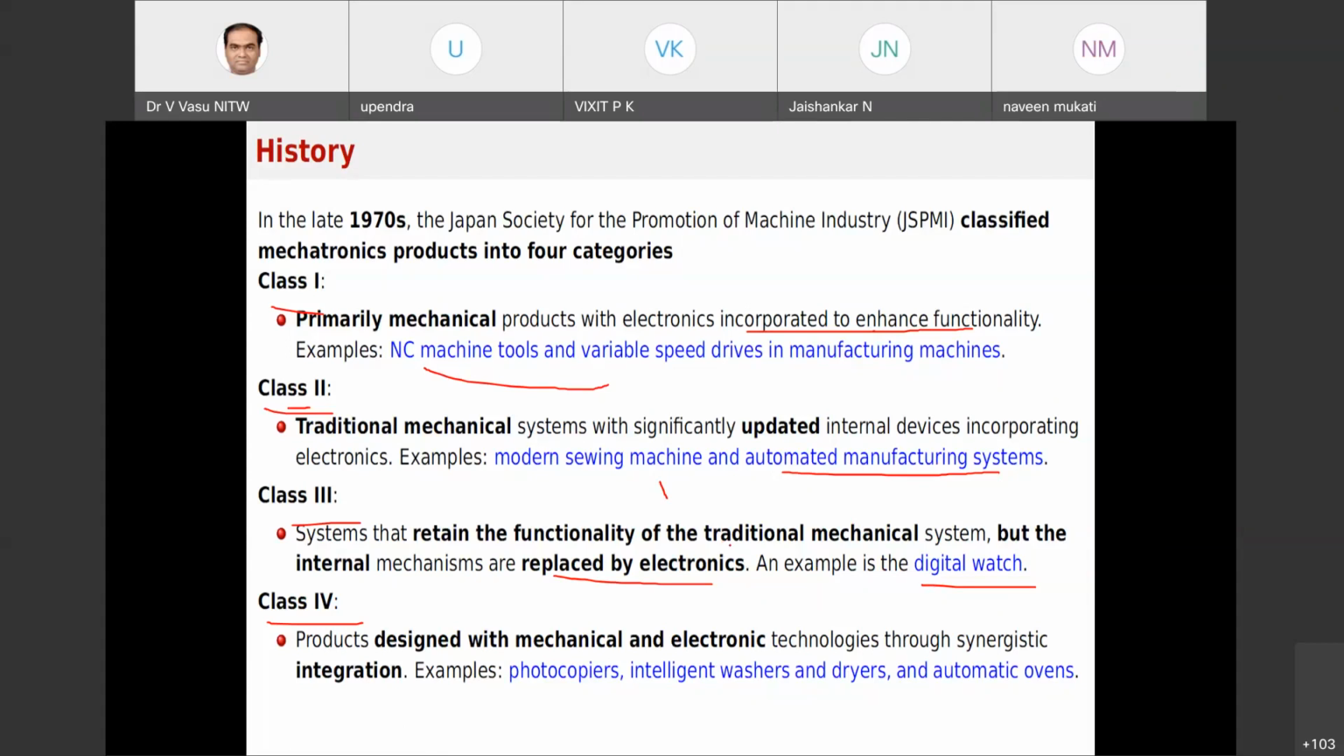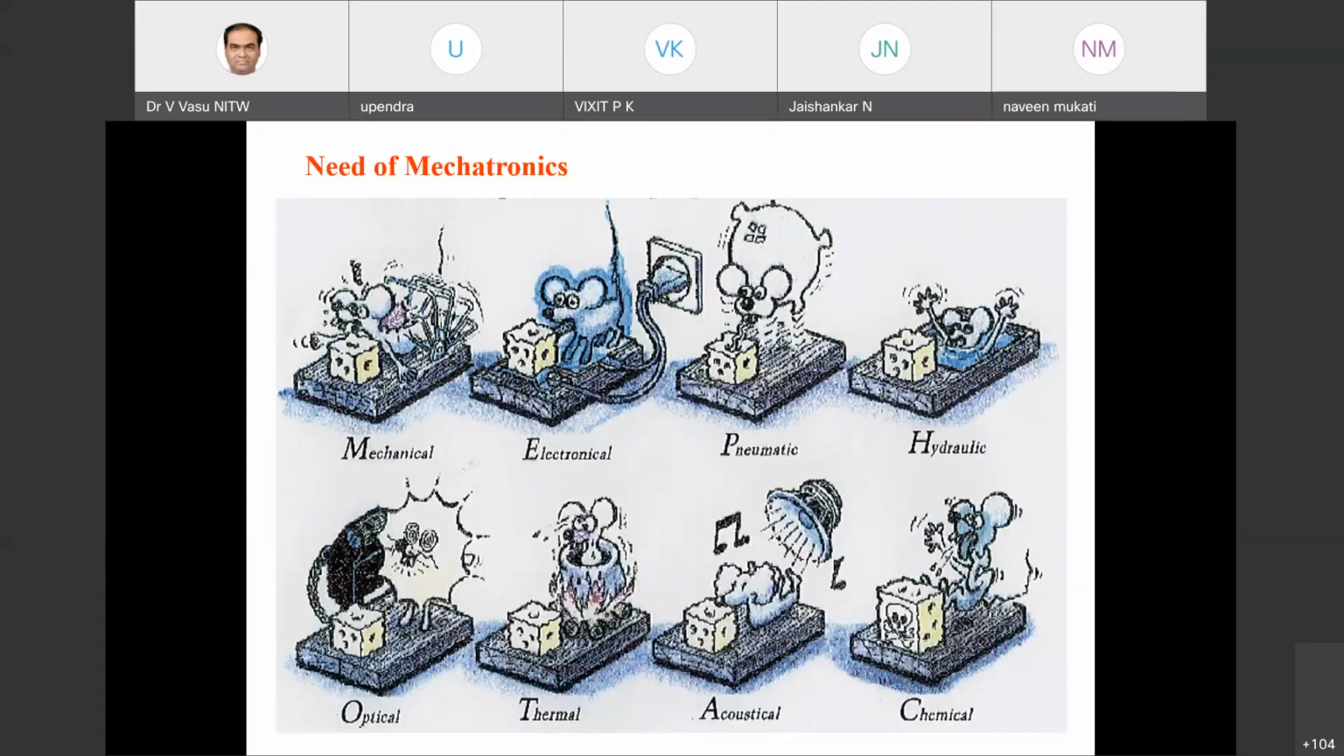So we have needles, a small needle and a big needle, the same thing working like that. Next we are going to have the fourth category, that is the present trend, intelligent systems, which are going to be using different synchronizer technologies. So this is a small cartoon showing why we need mechatronic systems.